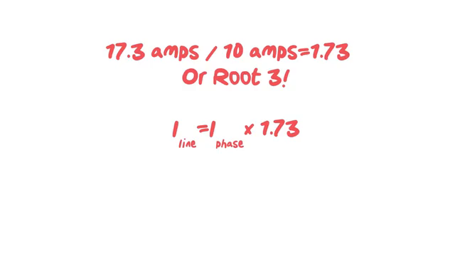So there you go. We have added all three of these up in every configuration to figure out what the A line was, the C line was, and the B line was, and it always worked out to be 17.3 amps. Which means if I take 17.3 amps divided by 10 amps, I get 1.73 or root 3. So for current in a delta configuration, I line is equal to I phase times 1.73.